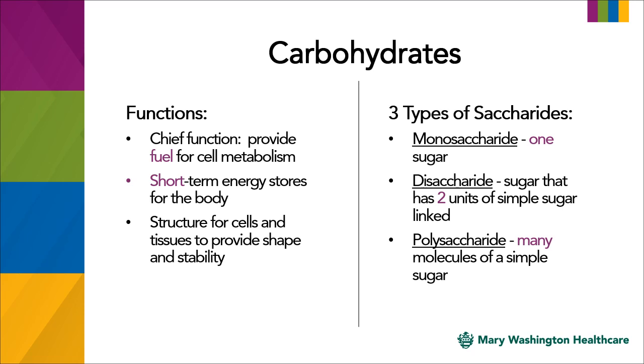Carbohydrates provide fuel for cell metabolism. They're short-term energy stores for the body. They are structure for cells and tissues to provide shape and stability. There are 3 types of saccharides. One is called a monosaccharide, and mono means 1, so it's 1 sugar. Then a disaccharide is a sugar that has 2 units of a simple sugar linked. Polysaccharides are many molecules of a simple sugar.